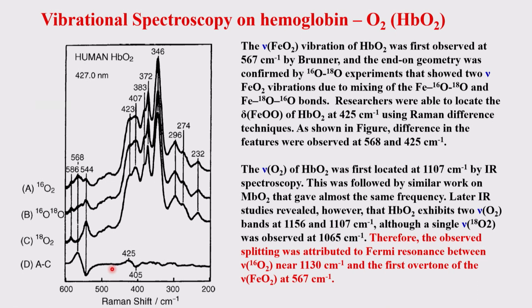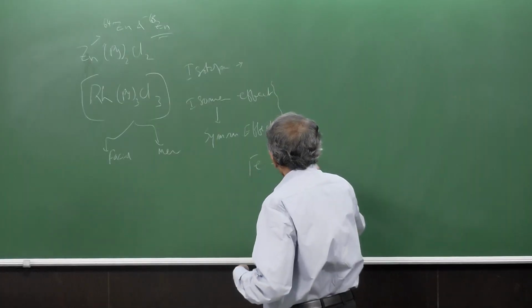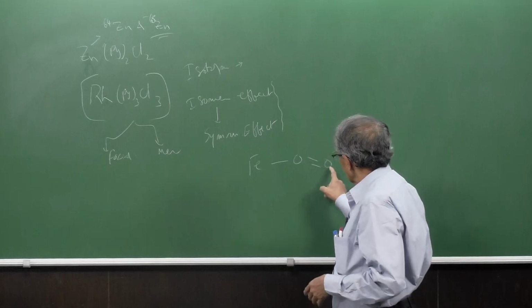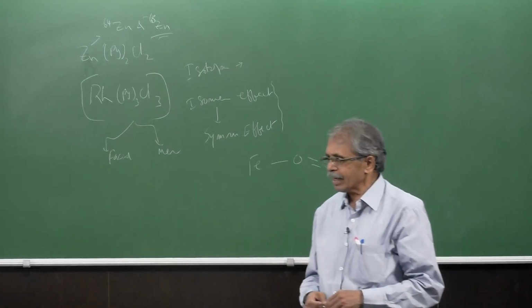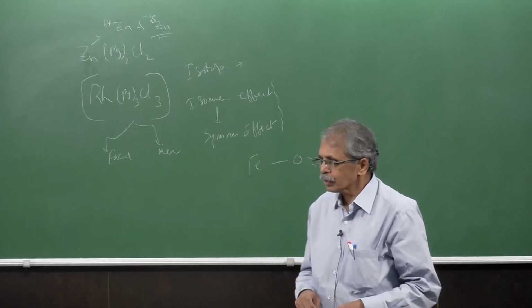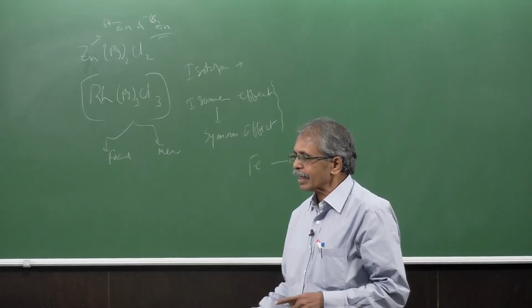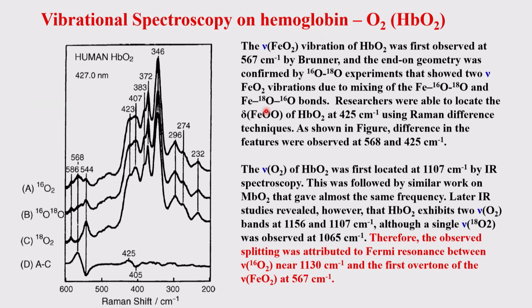So that means you can look at the O2 stretching frequencies, FeO2 stretching frequencies, but what is shown here is the FeO stretching. So the FeO stretching in the hemoglobin was first observed at 567 centimeter inverse, and this is because of the end-on geometry. This is the end-on, no contact with this. Only one single contact with the O2 is called end-on. So any other thing is not an end-on kind of binding.